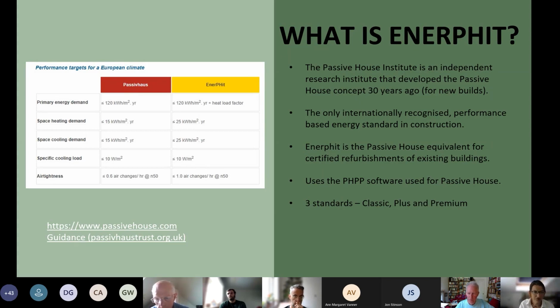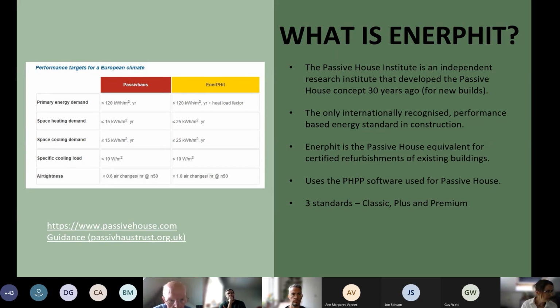The Passive House concept is for new build construction. And this is an internationally recognised performance-based energy standard for new construction. The Enerphit standard is the equivalent Passive House standard for certified refurbishments of existing buildings. It uses the PHPP software that we use for Passive House design. And there are three levels: classic, plus and premium, depending on what standard you want to reach.